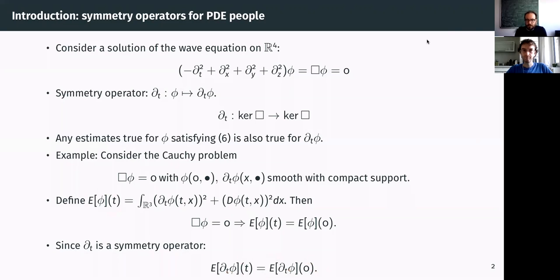So what have we done there? We have used this mapping, which sends a solution to the wave equation to another solution of the wave equation. And I have propagated, using this symmetry operator, an identity. Sometimes it's an equality, sometimes it's another object. Today that will be another thing. Today that will be pointwise estimates. This is what I mean by symmetry operators.